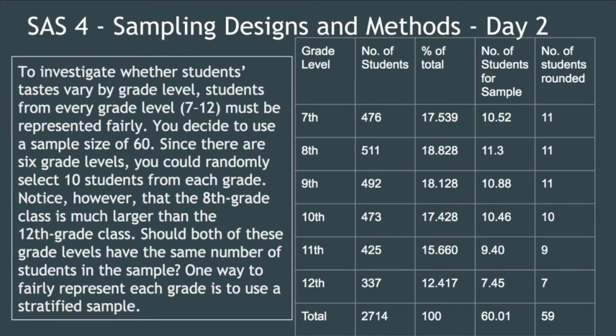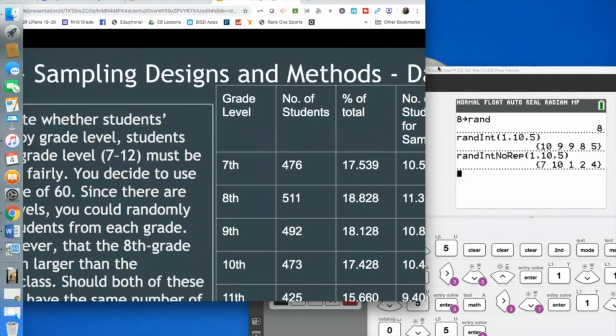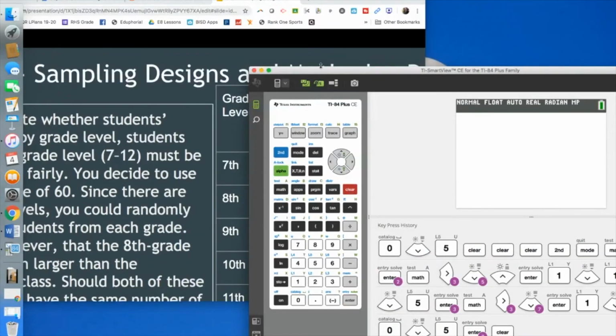okay? Notice that the 8th grade class is much larger than the 12th grade class. 8th grade class has 511, 12th is only 337. One way to fairly represent each grade is to use a stratified sample. We've done this here. What we've done here, and I'm going to pull this out again. I'm going to use the calculator to explain it. Let me clear it out.